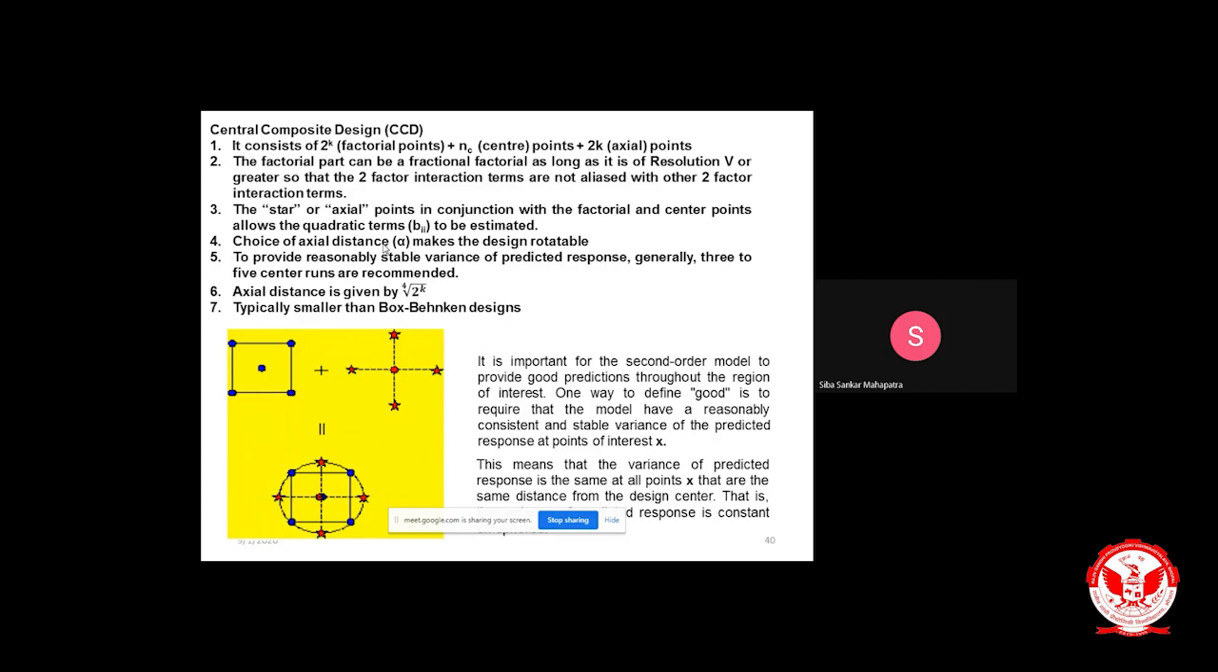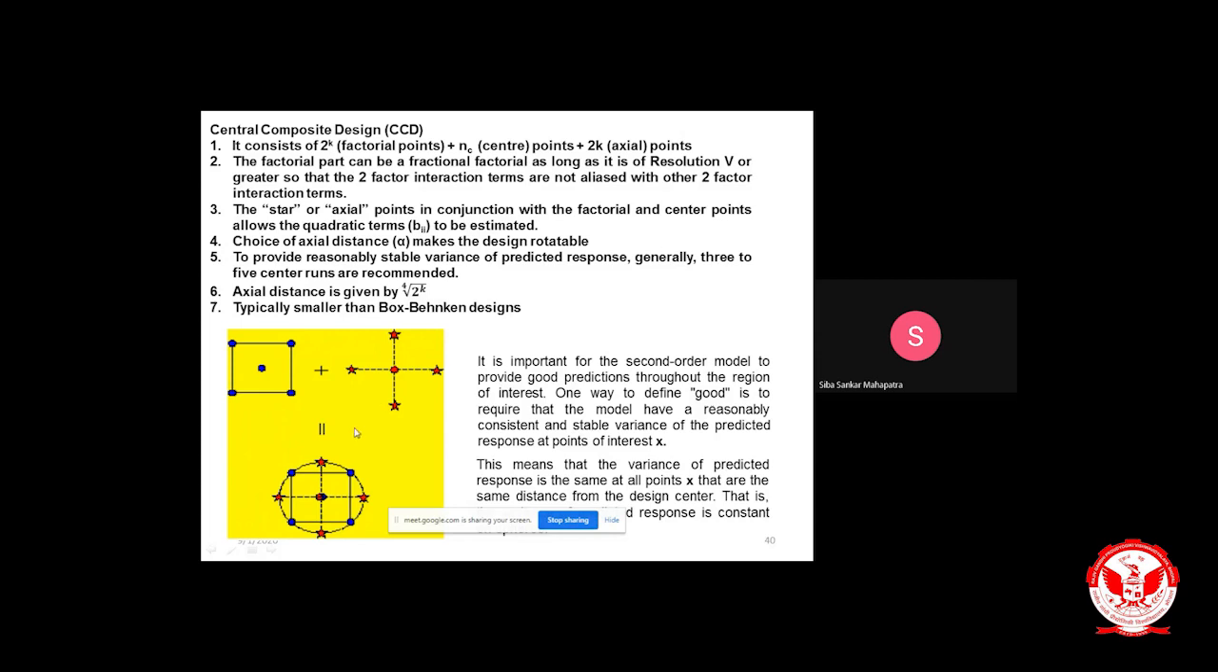Then the star or axial points in conjunction with the factorial and center points allow the quadratic terms of Bij to be estimated. Choice of axial distance makes the design rotatable. To provide reasonably stable variance of the predicted response, generally 3 to 5 center runs are recommended. Not more than 3 to 5 center points are sufficient.